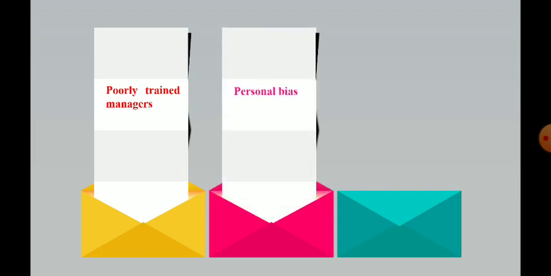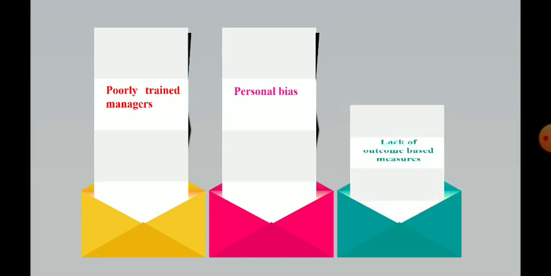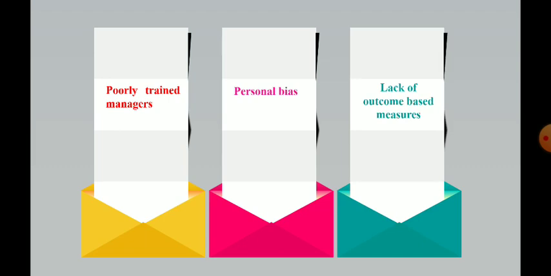Second problem is personal bias. Sometimes performance appraisal is subject to the personal bias of evaluators or managers. Next one, lack of outcome-based measures. The criteria for evaluation should be based on some measurable outcomes like output produced, wastage of materials, etc. But sometimes this fact will be ignored.